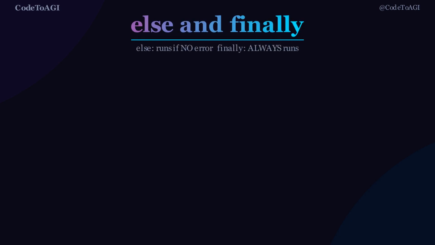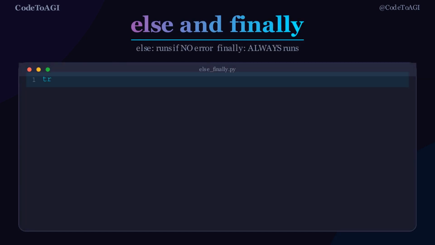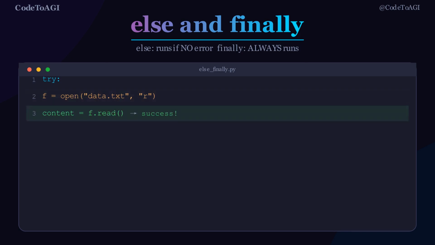Try-except has two more optional parts, else and finally. Else runs only when no exception occurred. If try succeeds, else runs. If try fails, else is skipped. Finally always runs, no matter what happens.